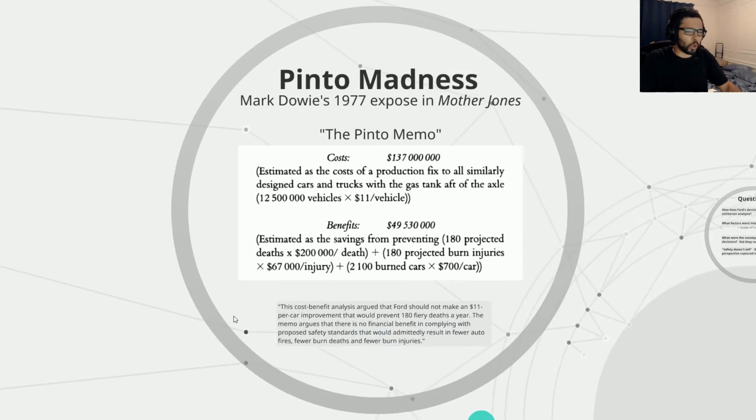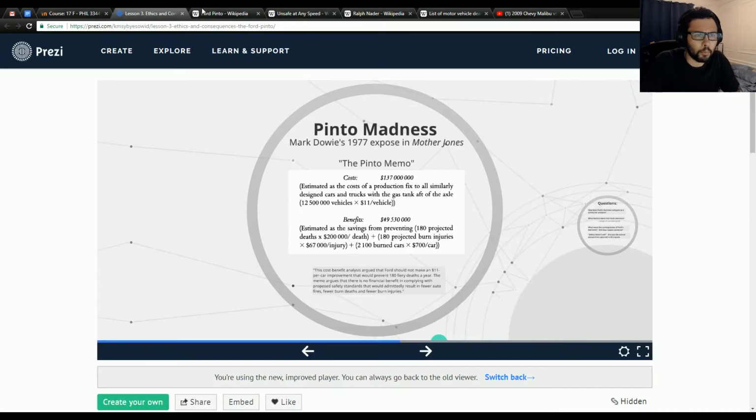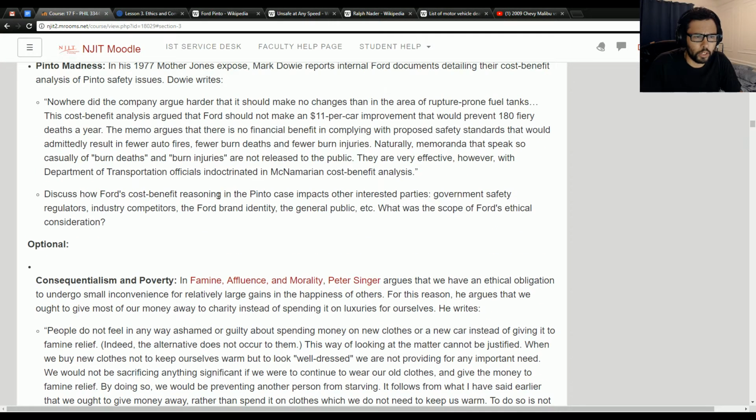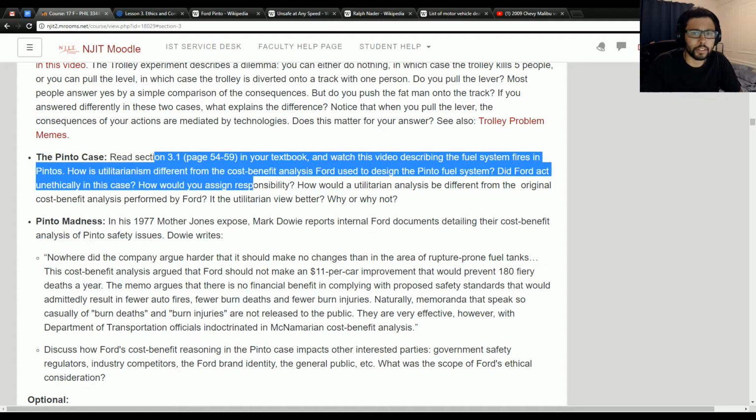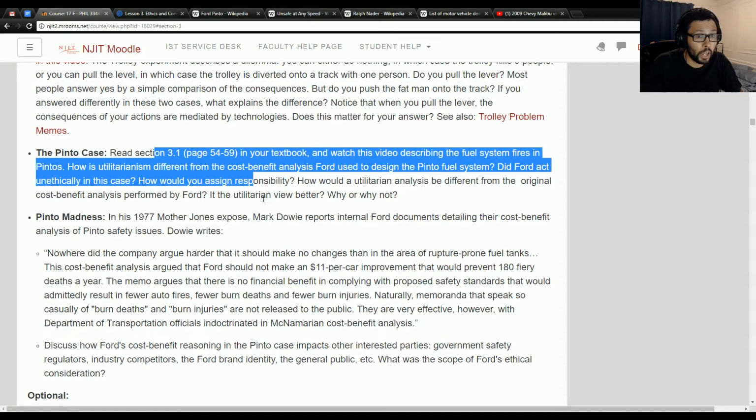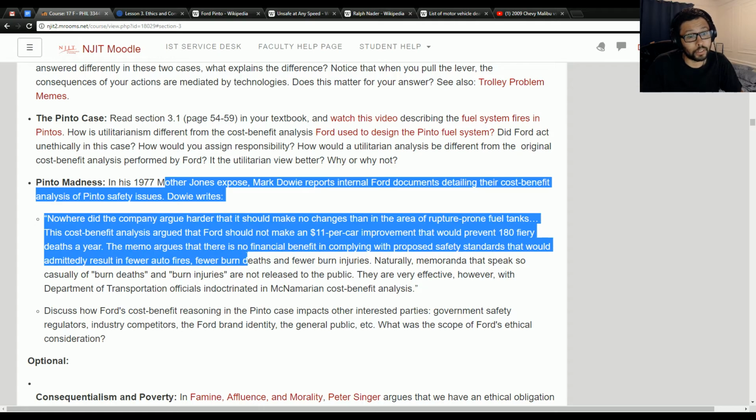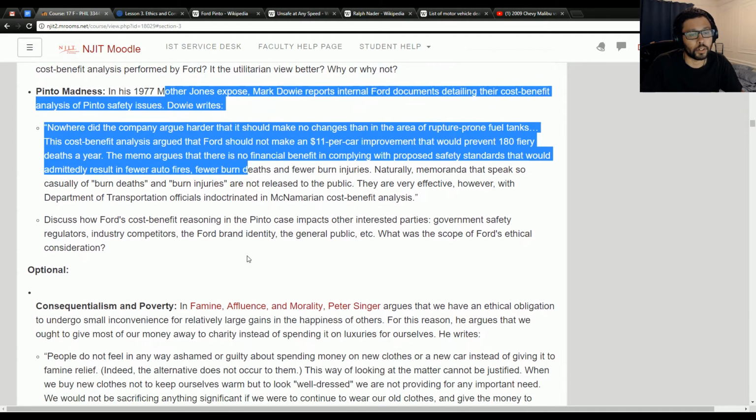Like I said, we're not done talking about the Pinto yet. Today we just introduced the Pinto, and I really want you to get a sense of the technical issues with the Pinto and the historical timeline of what happened with the Pinto.